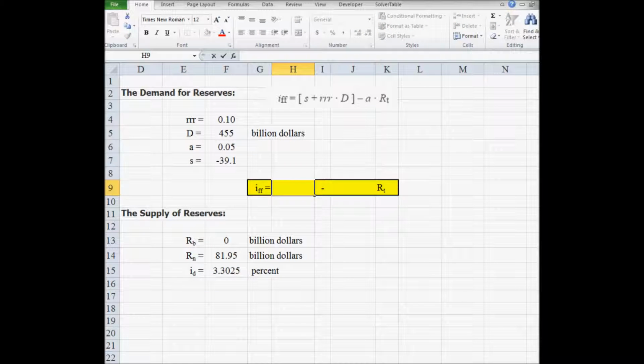The intercept of the demand curve for reserves is the shock parameter plus the reserve requirement ratio times checkable deposits. The slope is 0.05. We're going to copy these into Cengage now.